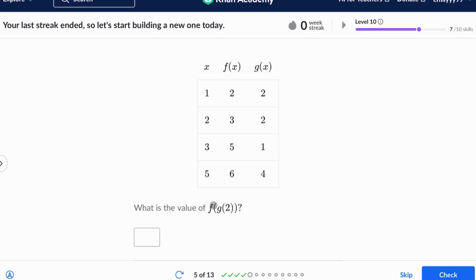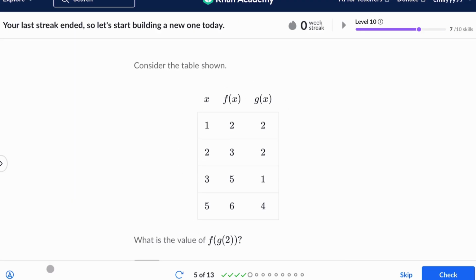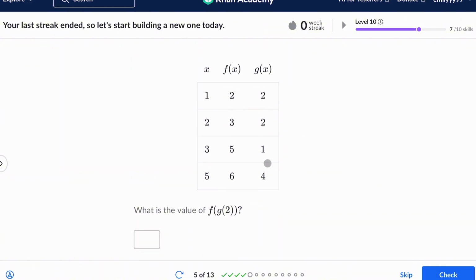What is the value of f of g of 2 based on this table right here? So instead of looking at an equation or graph, we're going to look at this table. So if x of g is 2, we can look at x right here, 2, g is going to equal 2. So now we're trying to find f of 2. x is 2 right here, so that's going to be 3.